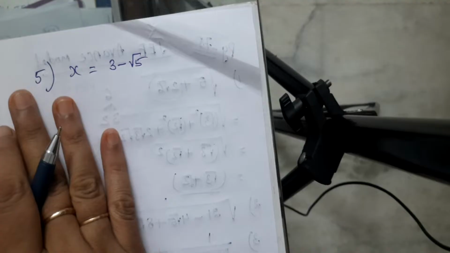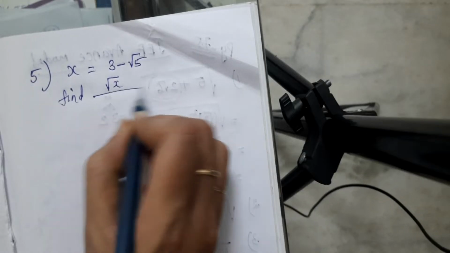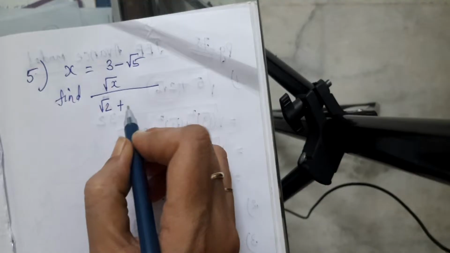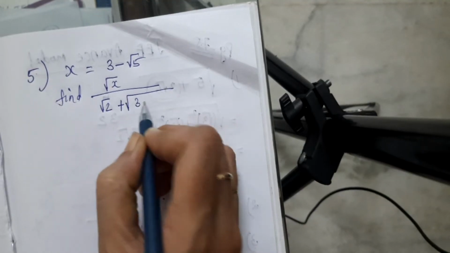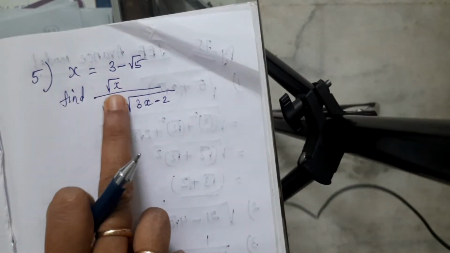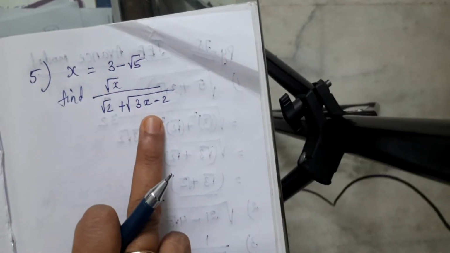We need to find the value of root x upon root 2 plus under root 3x minus 2. See, the questions are looking a little difficult, where you need to learn it very clearly, then only you will be able to answer. First, we need to get the value of x. Here we will replace x with that given value.